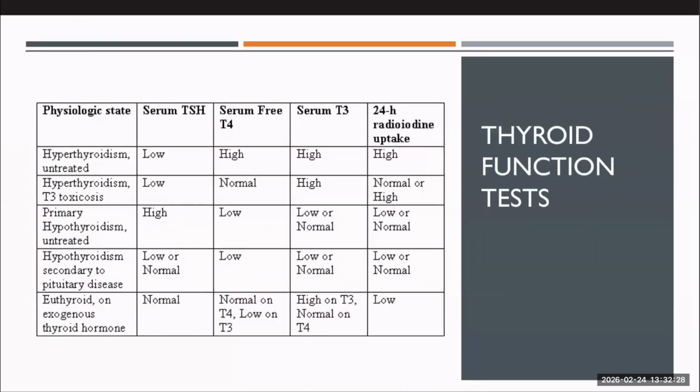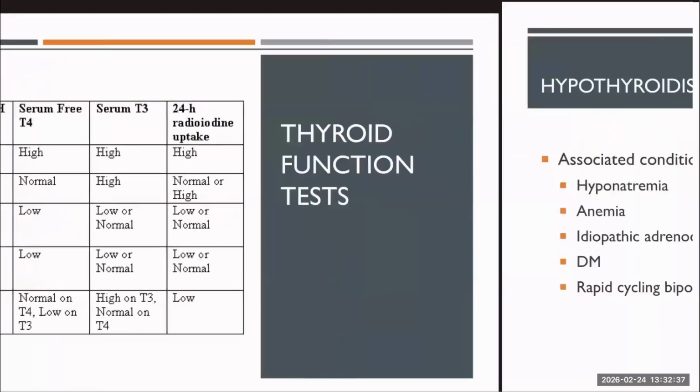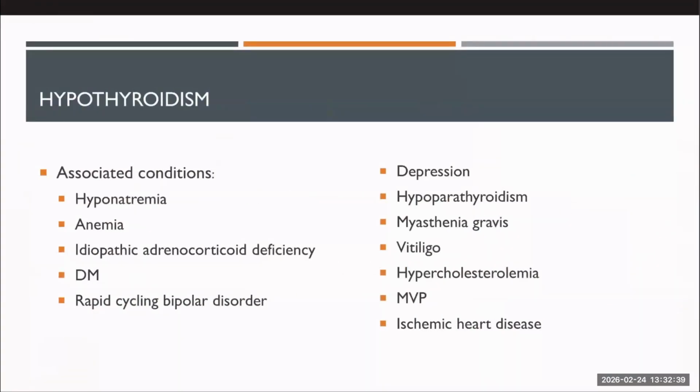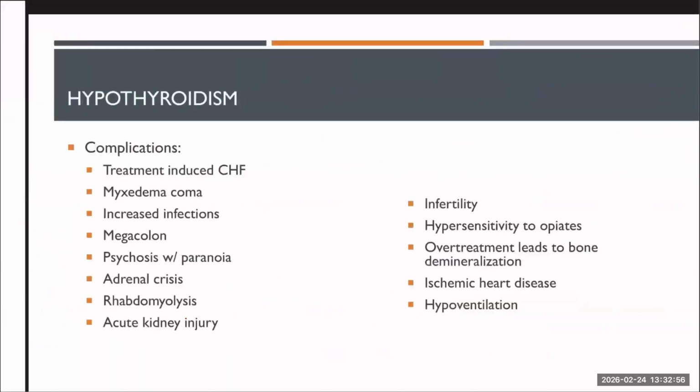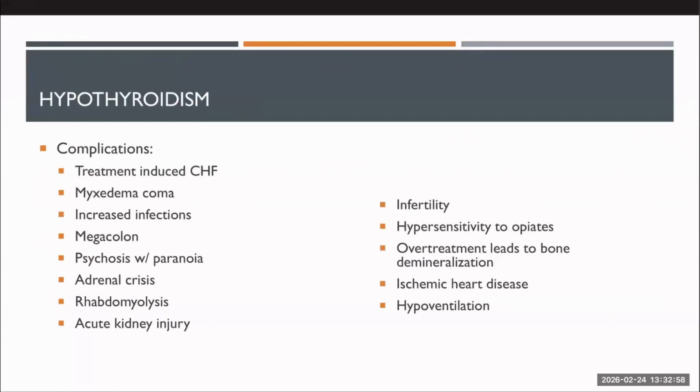Here's a good summary slide with regards to the different types of hypo and hyperthyroidism as far as what the labs show. So this is a great one to star and come back to later for your tests. Some associated conditions with hypothyroidism. Obviously, our anemia is there, diabetes, rapid cycling bipolar is here, depression, and so on and so forth. MVP is here, ischemic heart disease. These are associated with untreated hypothyroidism. If you treat it, they'll be okay.